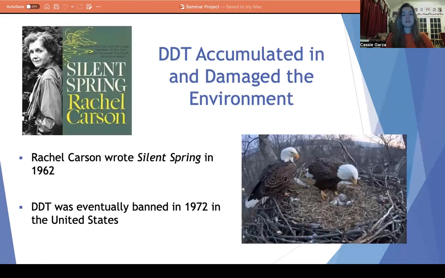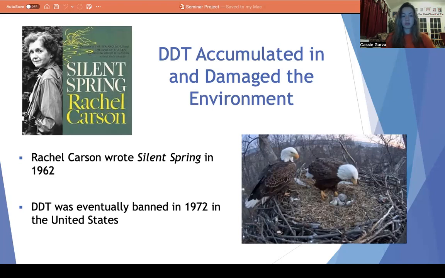Where DDT accumulated in and damaged the environment. I just stated that DDT and DDE are hydrophobic molecules that accumulate in lipids. This property has led to the massive accumulation of DDT and its metabolites in the environment. Back in the 40s when they started the use, and the few decades after that, the use was very popular. Like I said, it had a lot of positive impacts. The use was very popular, but it was accumulating in the environment. And one of the first people to see this was a marine biologist and conservationist known as Rachel Carson.